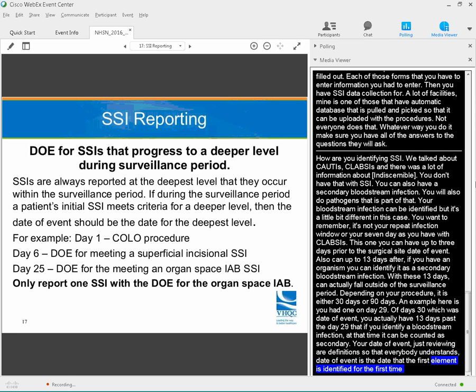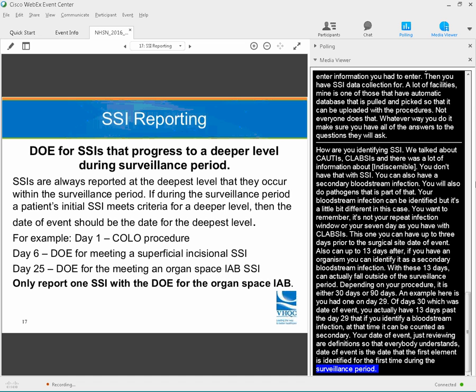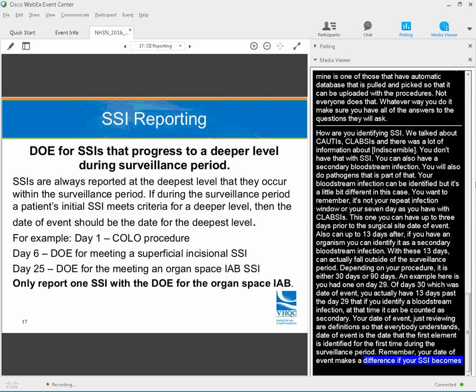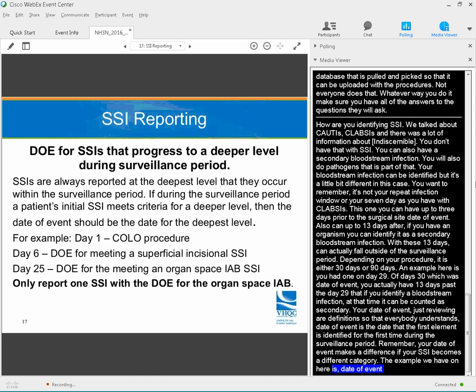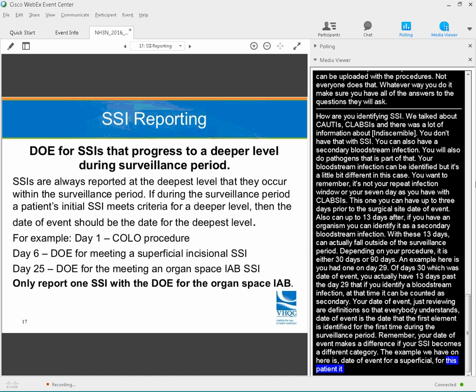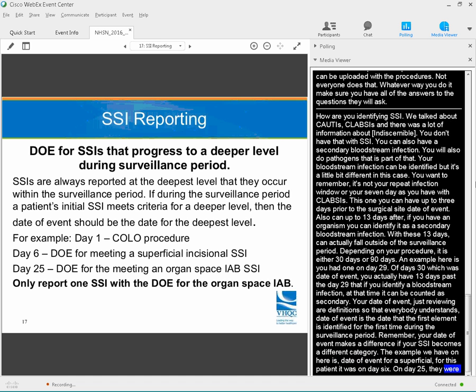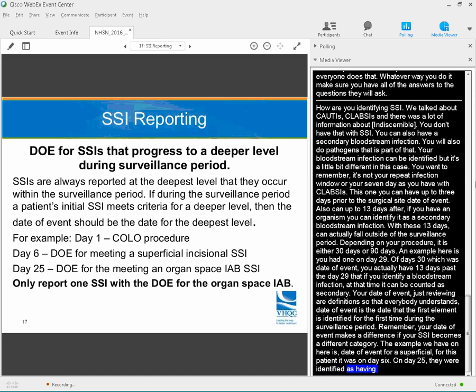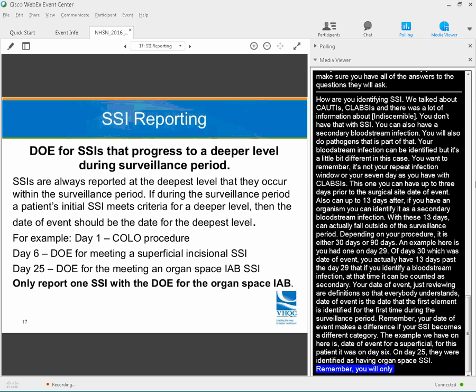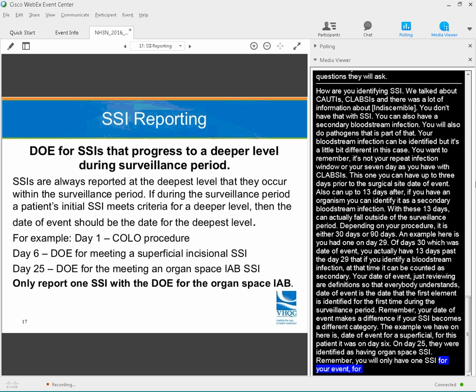And remember your date of event makes a difference if your SSI becomes a different category. So the example we have on here is a date of event for a superficial for this patient was on day 6. But on day 25, they were identified as having an organ space SSI. So remember that you're only going to have one SSI for your surgical procedure. So you want to remember you would go with the one that is the deeper level. So you would just report the second one.